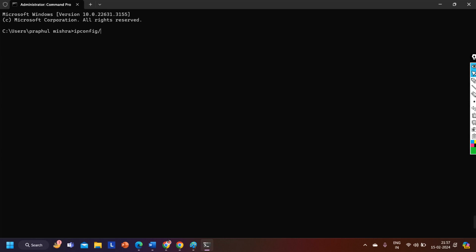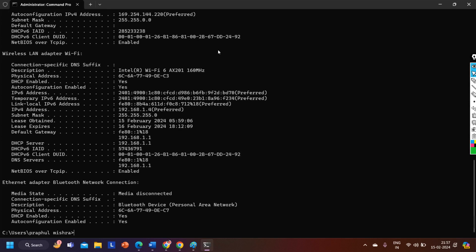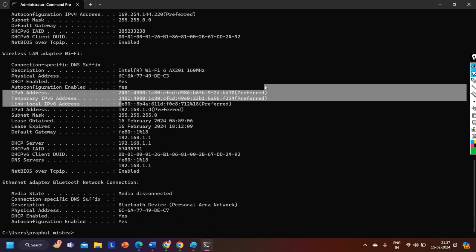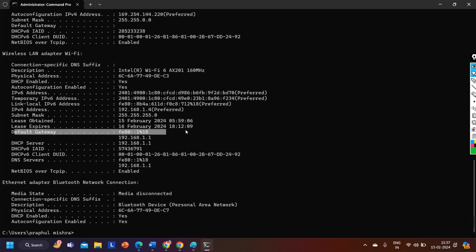You run this command, ipconfig /all. So you can see, on all the interfaces like Wi-Fi and LAN adapter, what IP address is running there. 192.168.1.4. This is the IPv4 address. There is an IPv6 address also. This is the IPv6 address. Fine. Then the default gateway, 192.168.1.1. This is the IP address of my home router.